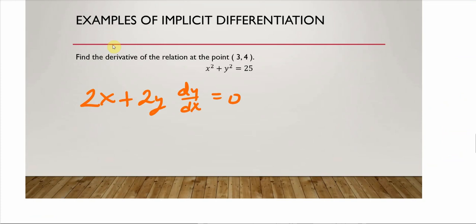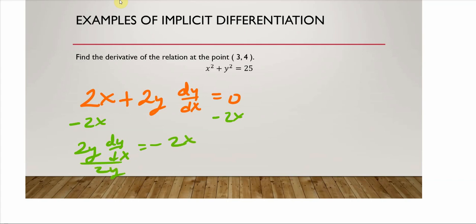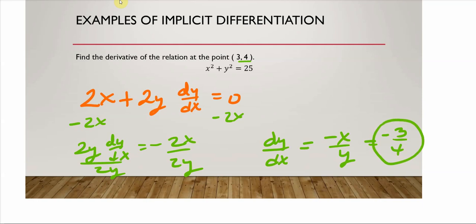And now what I'm going to do is solve for my dy/dx. So I'm going to subtract 2x from this side. So I'm going to have 2y dy/dx equal to negative 2x. Then I divide by 2y. So that means that dy/dx is going to equal negative x over y. But now they want the slope at (3, 4), so I'm just going to substitute: negative 3 over 4. And this is going to be the slope of the tangent line at (3, 4) for this function.